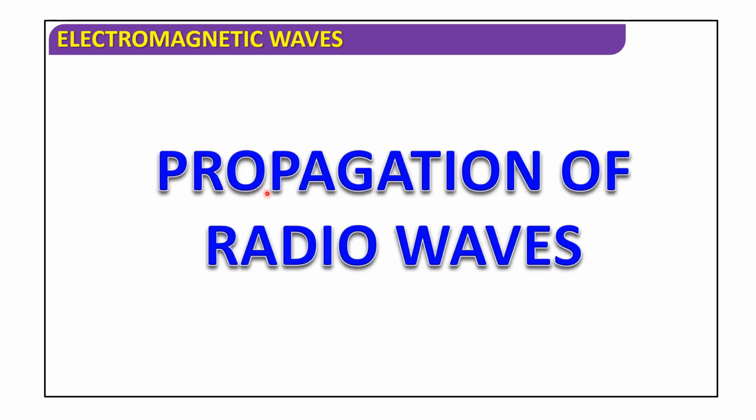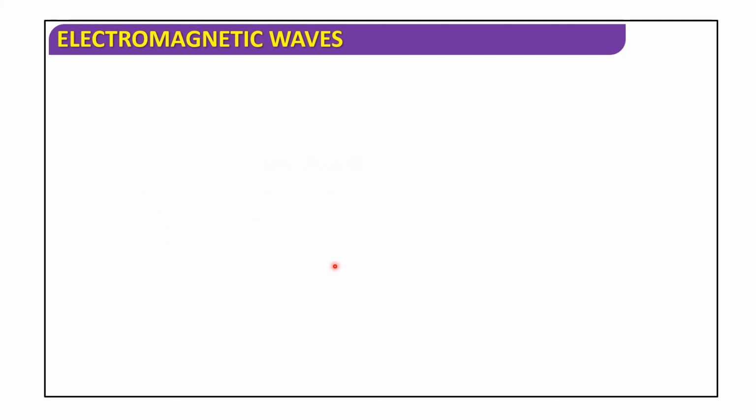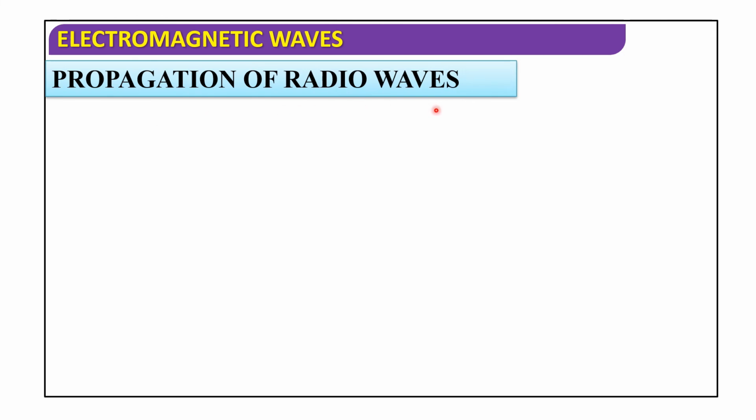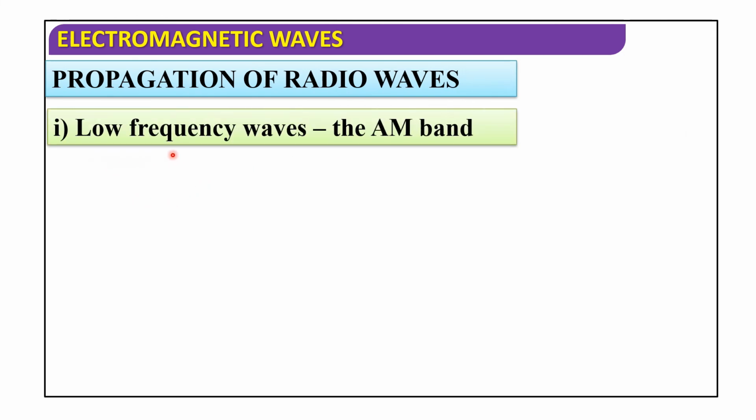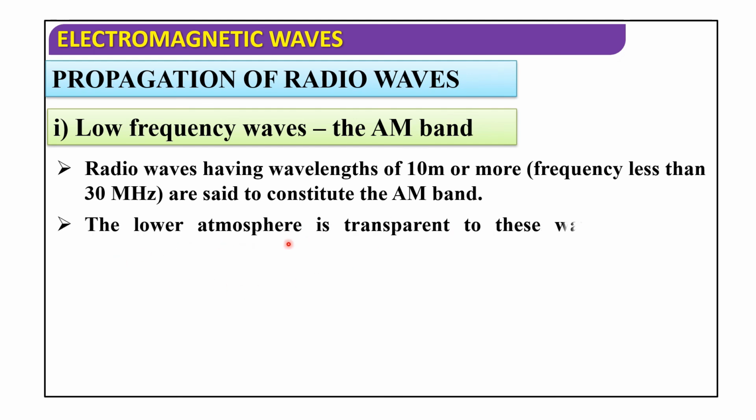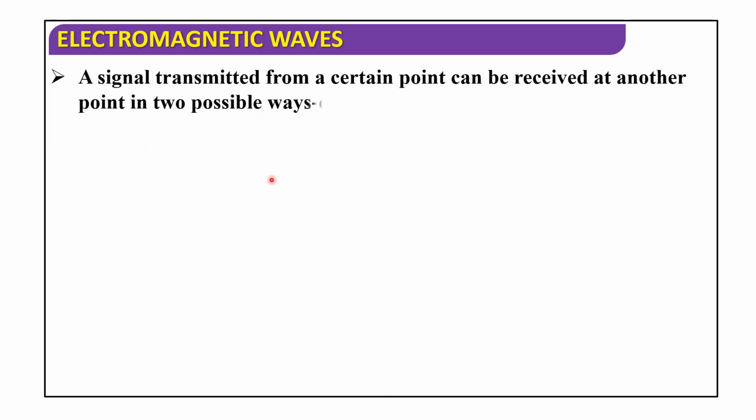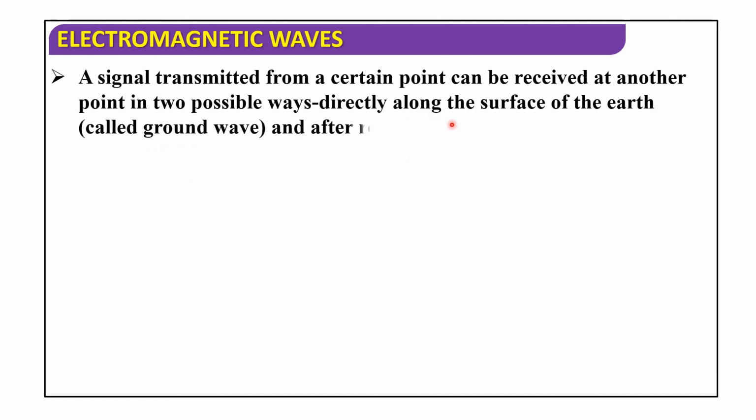Now discuss propagation of radio waves. How does the propagation of a radio wave take place? Low frequency waves, that is AM band. Radio waves having wavelengths of 10 meters or more are said to constitute the AM band. The lower atmosphere is transparent to these waves, but the ionosphere reflects them back. A signal transmitted from a certain point can be received at another point in two possible ways: directly along the surface of the earth and by reflection from the ionosphere.